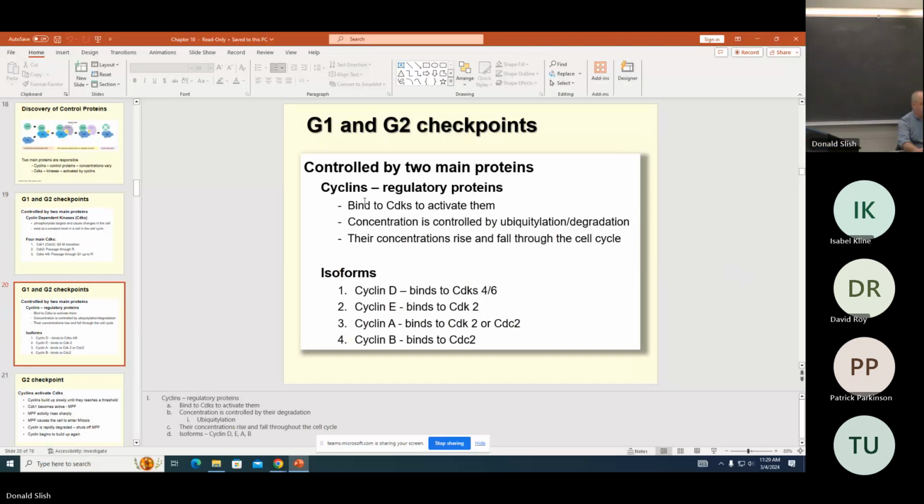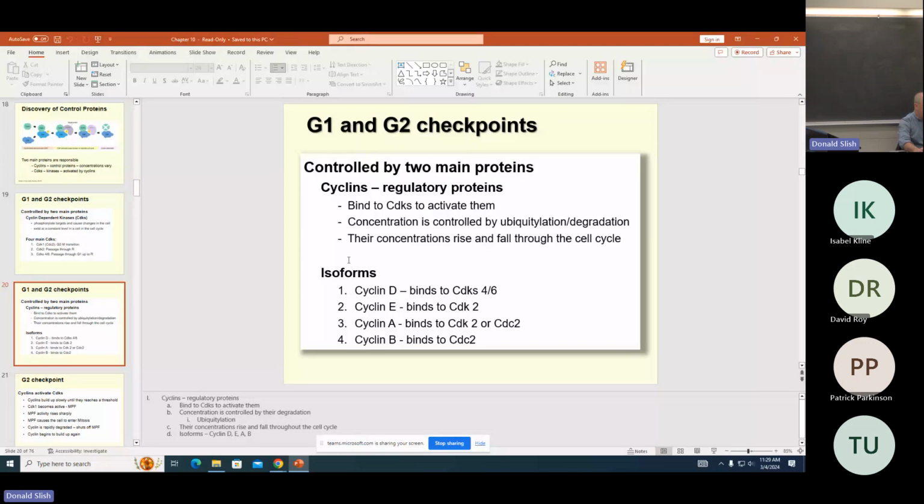Anyway, so cyclins then are your regulatory proteins. They're going to bind to the CDKs and activate them. Concentration is controlled by ubiquitination and degradation for all of them except for cyclin D. So all the other ones, you can kind of think of them as being synthesized on a regular basis through the cell cycle and then degraded to turn them off.